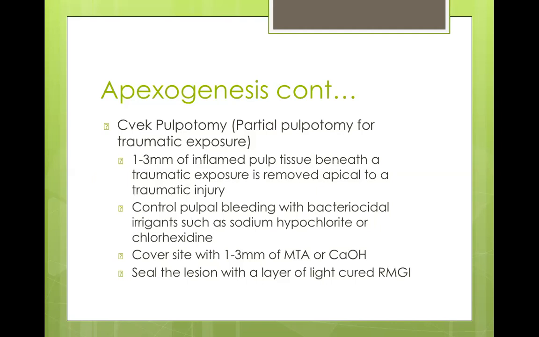With your Shevek pulpotomy, where there's a traumatic exposure, usually you don't need to remove more tooth structure. You just remove a tiny bit more of the pulp, expose if it's a pinpoint, make it a little bigger, and go 1 to 3 mm, and then you try to control your bleeding afterwards.